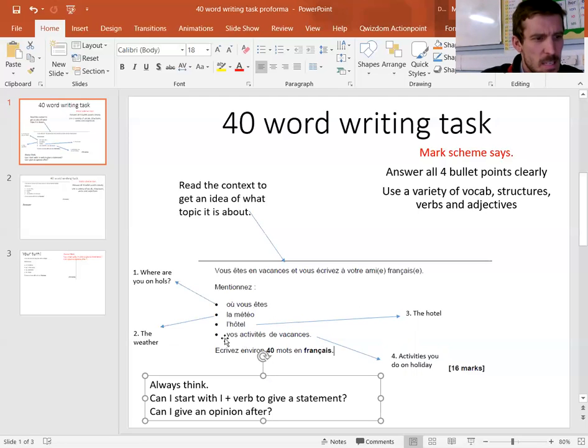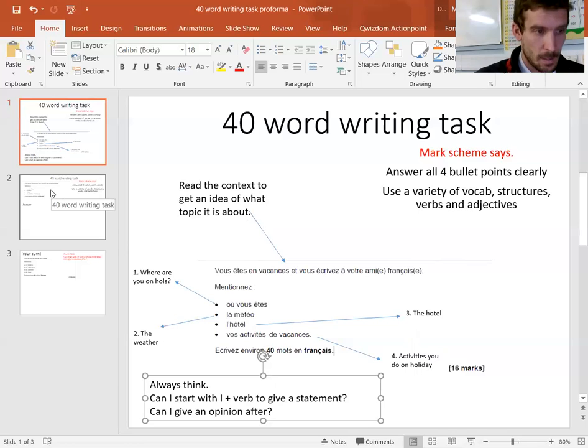That's where I see mistakes being made. Students copy vos activités de vacances and then get in a mess because they've written your holiday activities, and it just becomes a mess. So always think, can you start with I plus a verb? It's a structure you're used to. I play this. I visit this. I do this. And then we can give an opinion about it. Once you've done that, you're pretty much good to write.